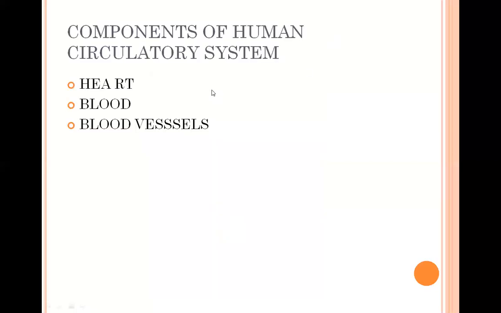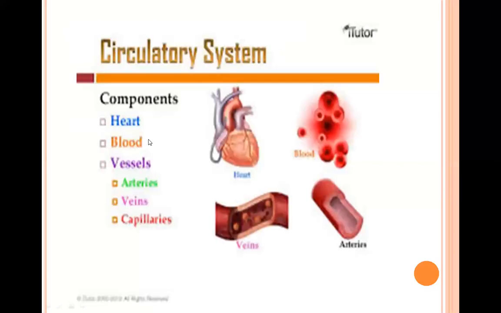What are the components of the human circulatory system? Heart, blood vessels. What does "components" mean? What does the human circulatory system comprise of? It comprises the heart, the blood, and blood vessels. The heart is simple, the pumping organ.